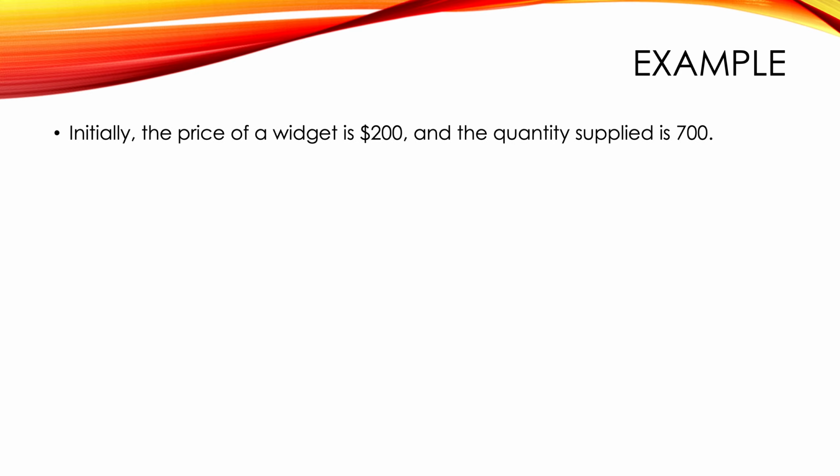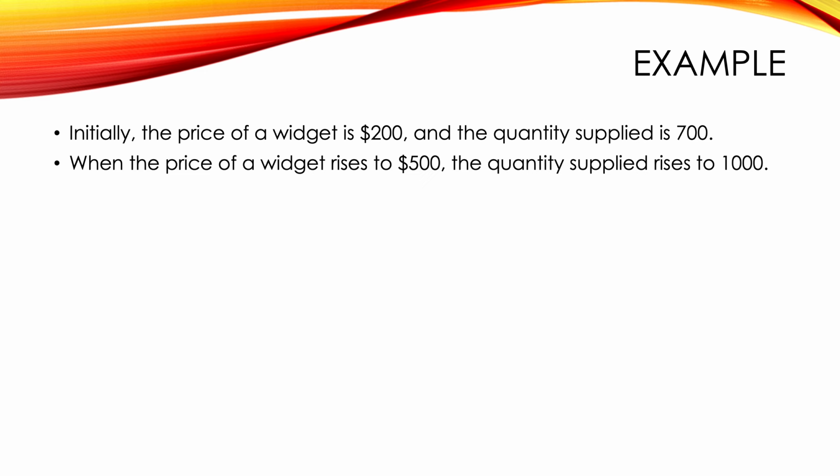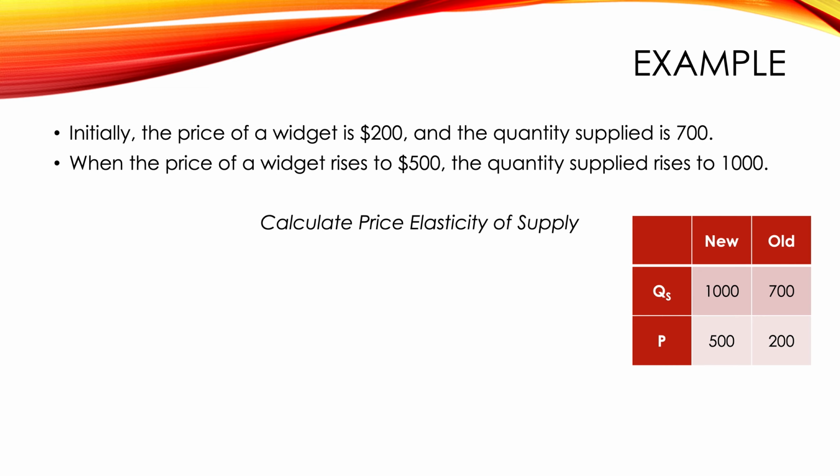For example, let's imagine that the price of a widget was initially $200 and the quantity supplied was 700. When the price of a widget rises to $500, the quantity supplied rises to 1,000. It's a positive relationship: when price goes up, quantity supplied goes up. To calculate price elasticity of supply, the first thing I always recommend doing is making a table like this one, where the first row is quantity, the second row is price, the first column is new, and the second column is old. Once you plug all these values in, it makes it a heck of a lot easier to figure out what needs to go where.